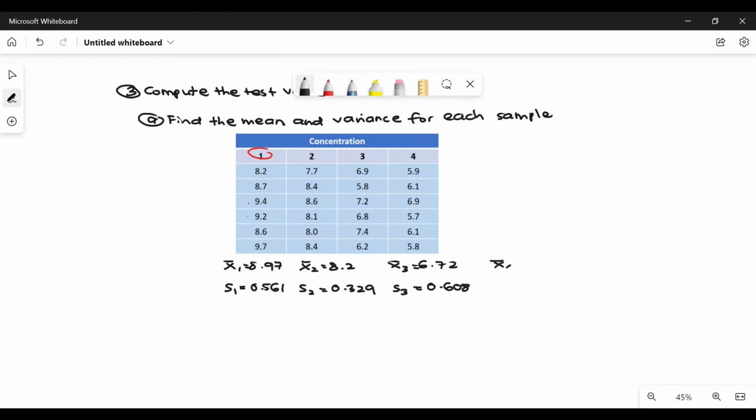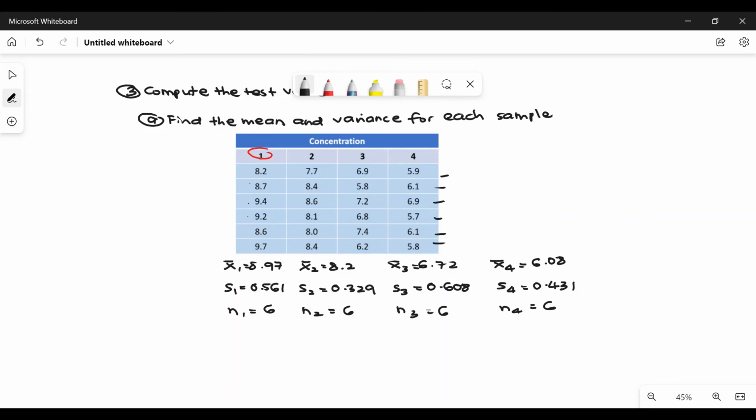and the last one is the mean from the fourth sample, 6.08, and then the sample standard deviation is given as 0.431. Okay, so we have identified all the means and the variances, and also the number of samples would be all equal to 6. 1, 2, 3, 4, 5, 6.